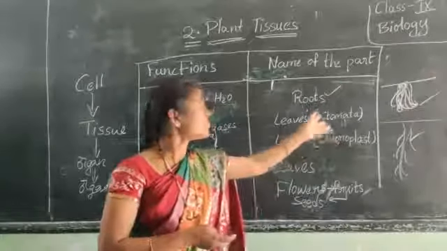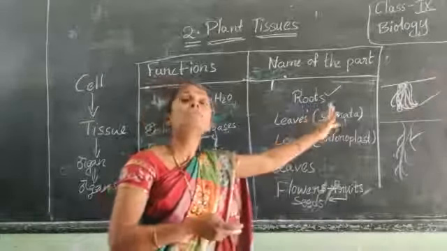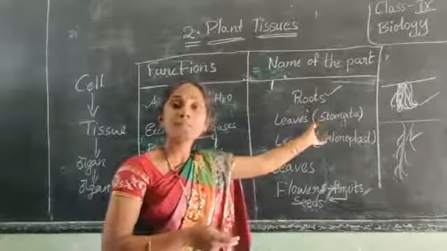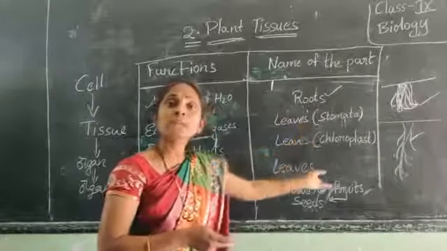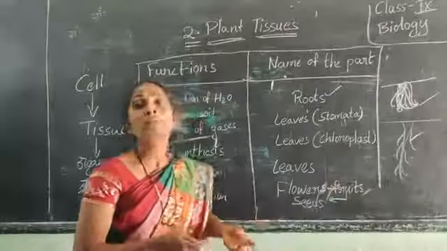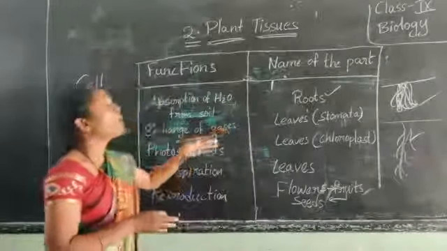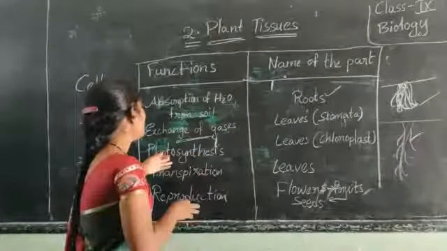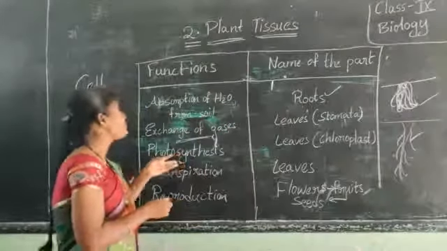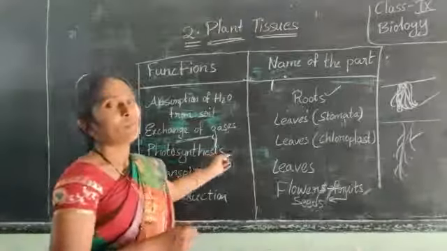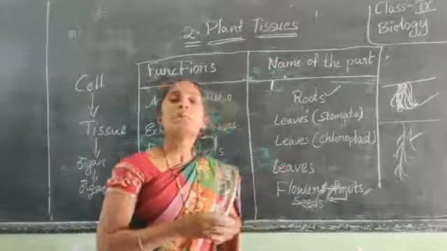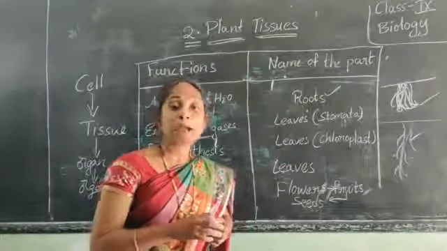With the help of these stomata, exchange of gases will take place. What are the gases mainly in plants? That is carbon dioxide and oxygen. That is the main function of leaves. And one more function, that is photosynthesis. Photosynthesis is also a process done by plants.